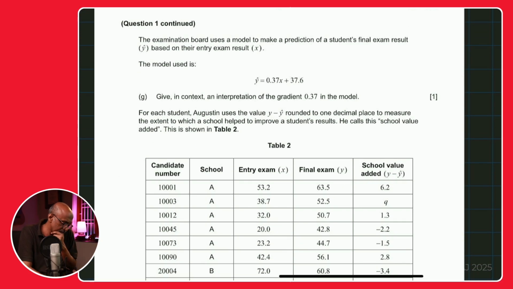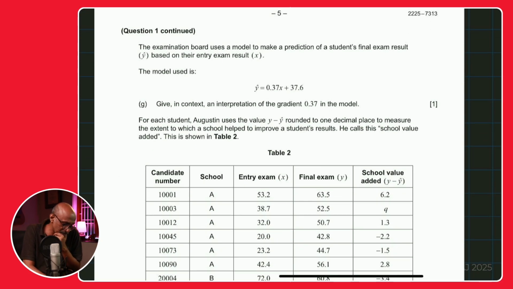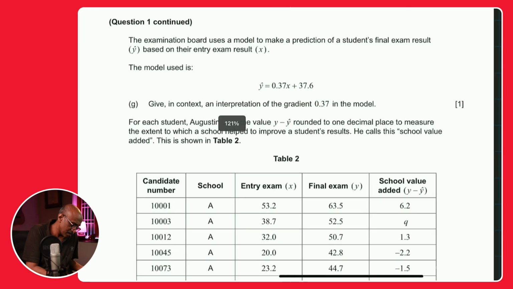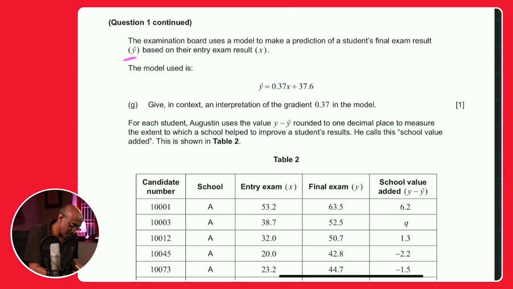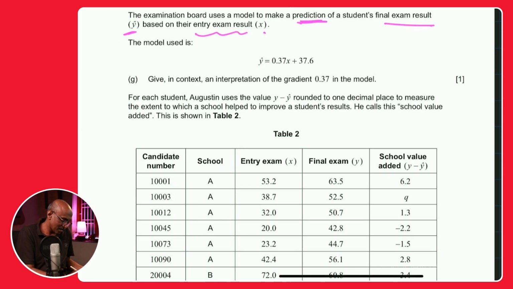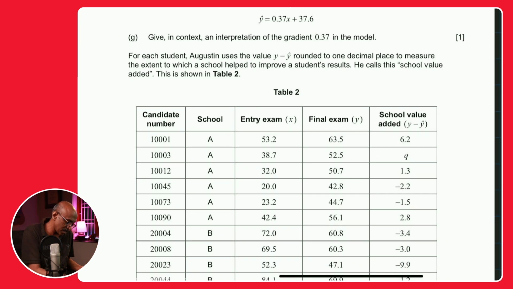Let's move on. The examination board uses a model to make a prediction of the student's final exam result. So y hat is the prediction of the student's final exam result based on their entry exam result x. So there's an entry exam result x, and there's a predicted score y hat. They've given you the equation, y hat is given by that 0.37x plus 37.6. They're saying give, in context, an interpretation of the gradient 0.37.